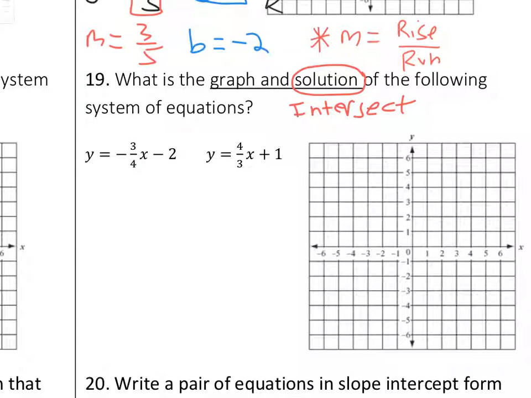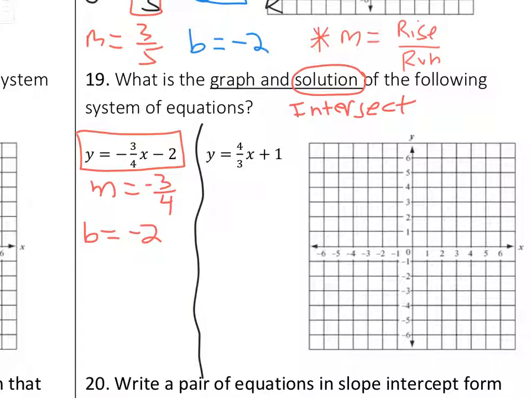All right, so the first equation here, we are going to have the m. I'm going to do this one in red. Okay, so the m is going to be -3/4, and the b is going to be -2. Let me put a line that separates these. All right, so before we even touch the next equation, let's go ahead and graph this.